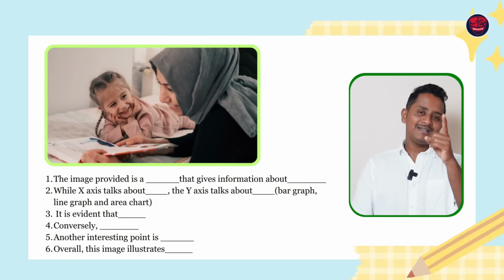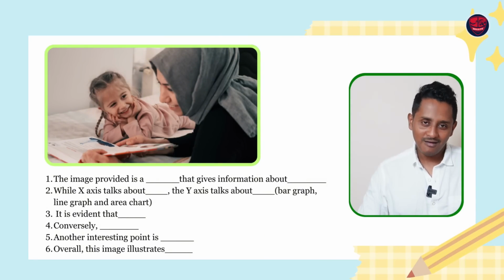Hope you are getting it. Fumbles are the enemies. You fumble, marks will go down. Remember this. We quickly move on to the third question.